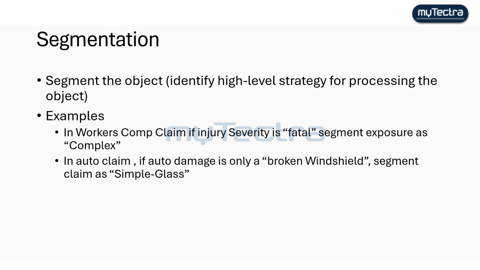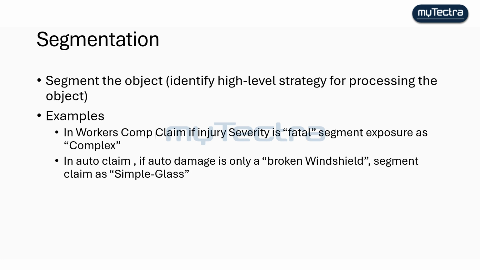In workers' comp, if somebody died, then it is a complex claim. In an auto claim, if only the windshield is damaged, it is simple glass. Where you will specify how you are marking the claim as simple glass: there is a column in the claim entity which is a typekey. We have a ClaimSegmentation.tti file. It's a typelist. It has a predefined set where you can also add. You can add mid, auto, low.